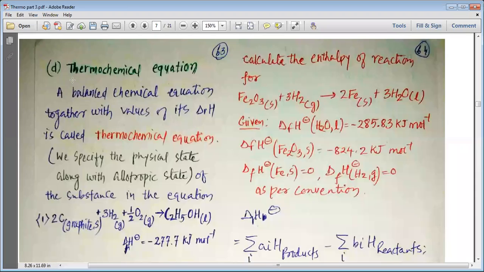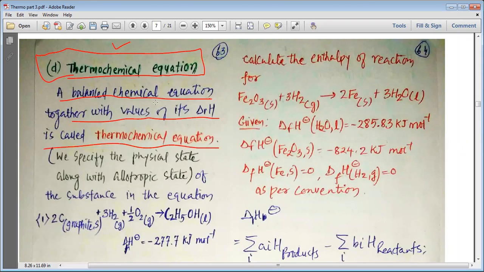Now, my dear students, we want to understand about the equation. Till now, we have used the balanced chemical equation, but now we are going to use a new kind of equation, which is known as the thermochemical equation. Let us define what a thermochemical equation is. A balanced chemical equation together with the value of its ΔrH, that is the enthalpy of reaction, is called the thermochemical equation. So a balanced chemical equation which is represented with the enthalpy of reaction is known as the thermochemical equation.